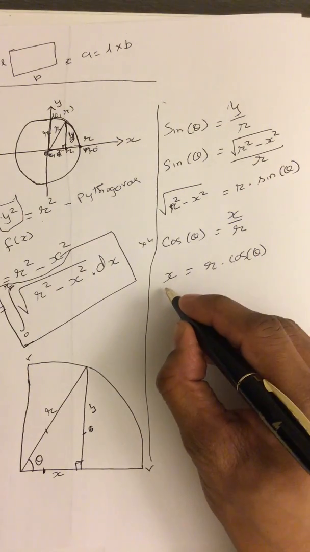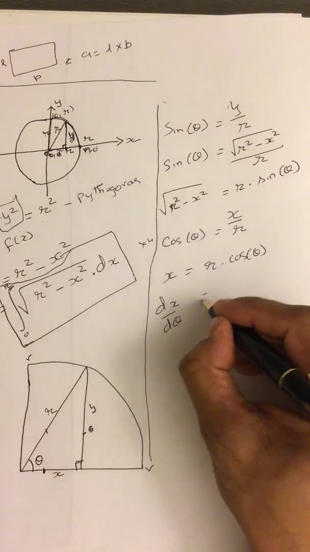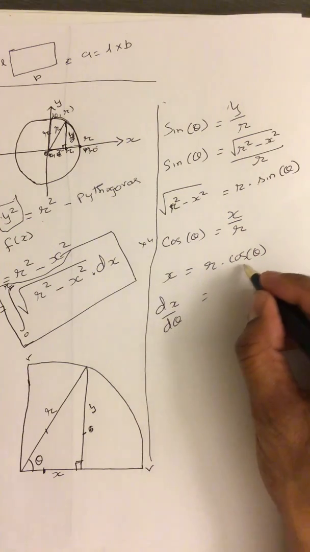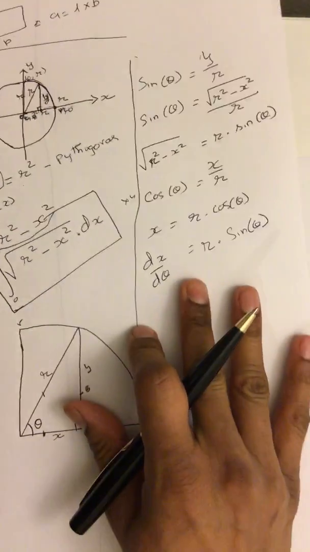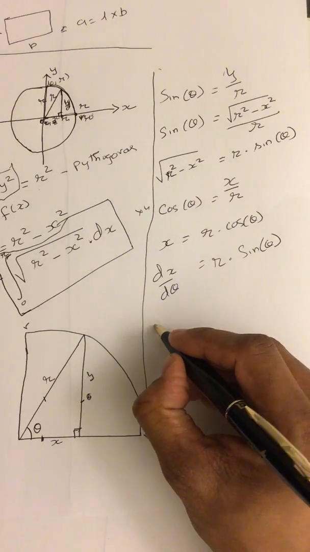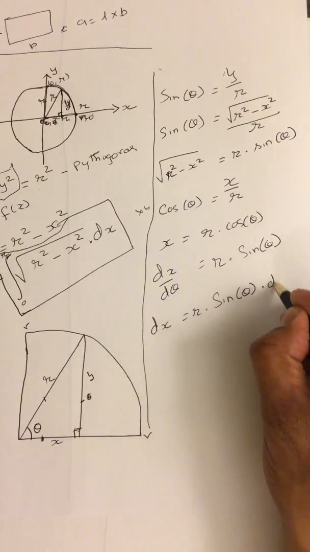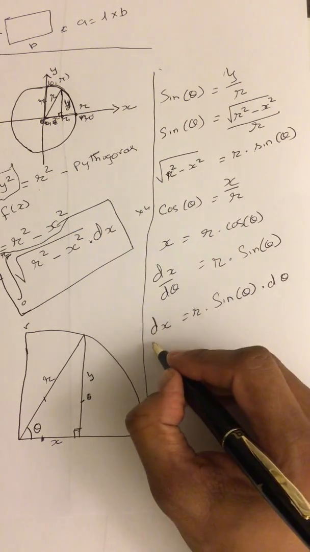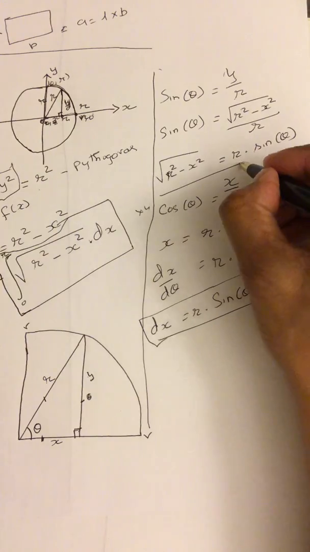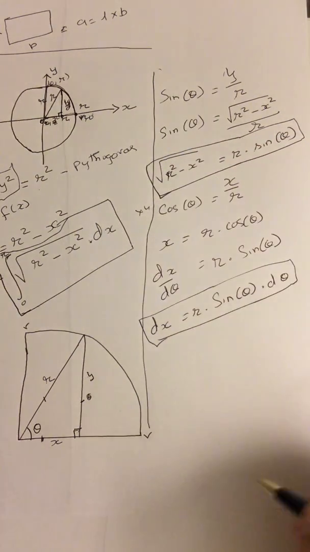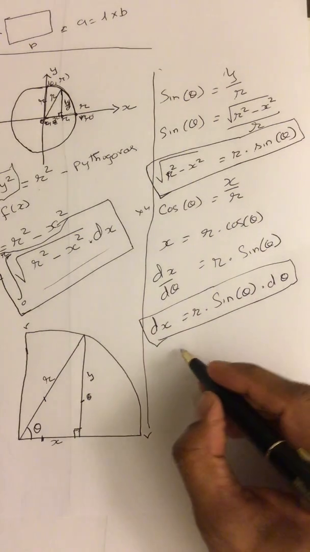If x is r cos theta, if I differentiate it on both sides, we get dx by d theta is equal to r, which is a constant so r remains as such, and differentiation of cos theta is nothing but sine theta, so we get r of sine theta, right? Now from this, what is dx? dx is nothing but r sine theta into d theta. All right, now let me circle this and this, right? Now we take these two and we put that in this equation. So what do we get?